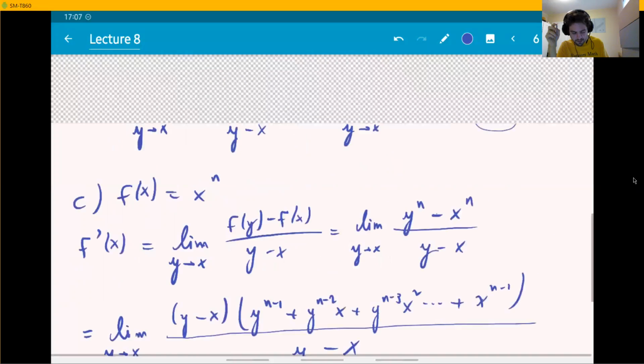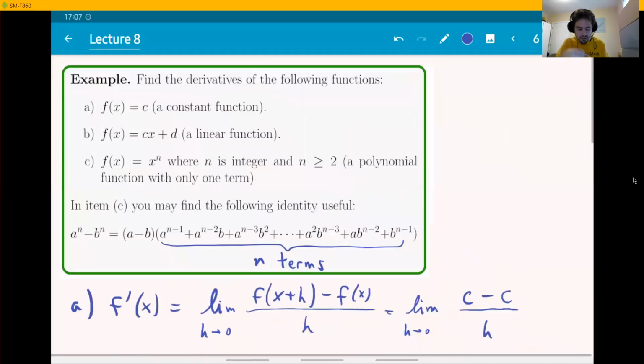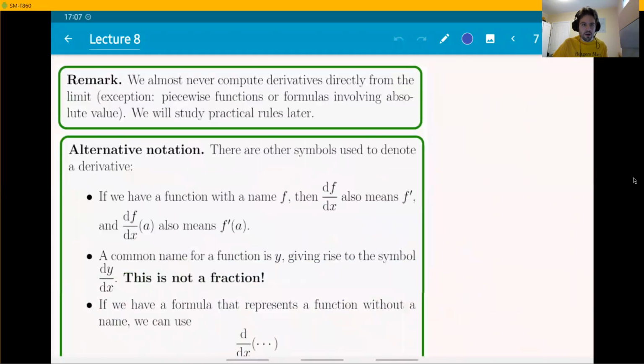So why did I do this in here? I just want to mention now, as a remark: we almost never compute derivatives this way, directly from the limit, what we just did. The exception is, I guess, piecewise functions, or functions that have formulas involving absolute value, which you can think of as a piecewise function, right? Anytime you have a function that's not just one algebraic formula with powers and trig functions and exponentials, logarithms, then we usually have to use the definition. But in most cases, we're going to have practical rules that we are going to study later.